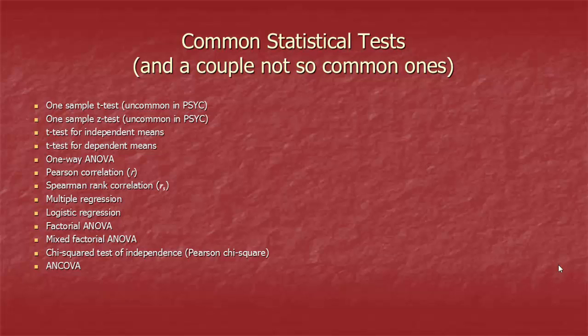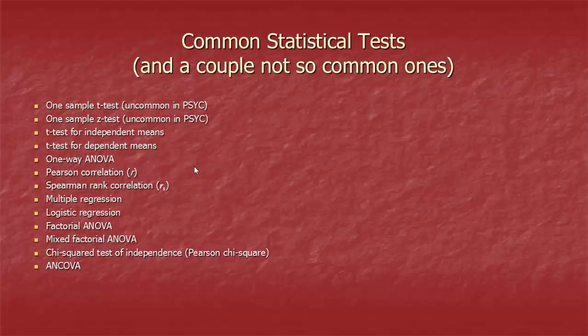There's factorial ANOVA. Remember, we mentioned one-way ANOVA previously. A one-way ANOVA is called one-way because you have just one independent variable, one categorical variable, that you're using to predict a continuous dependent or outcome variable. That's the one-way ANOVA. A factorial ANOVA is kind of like a fancier ANOVA.